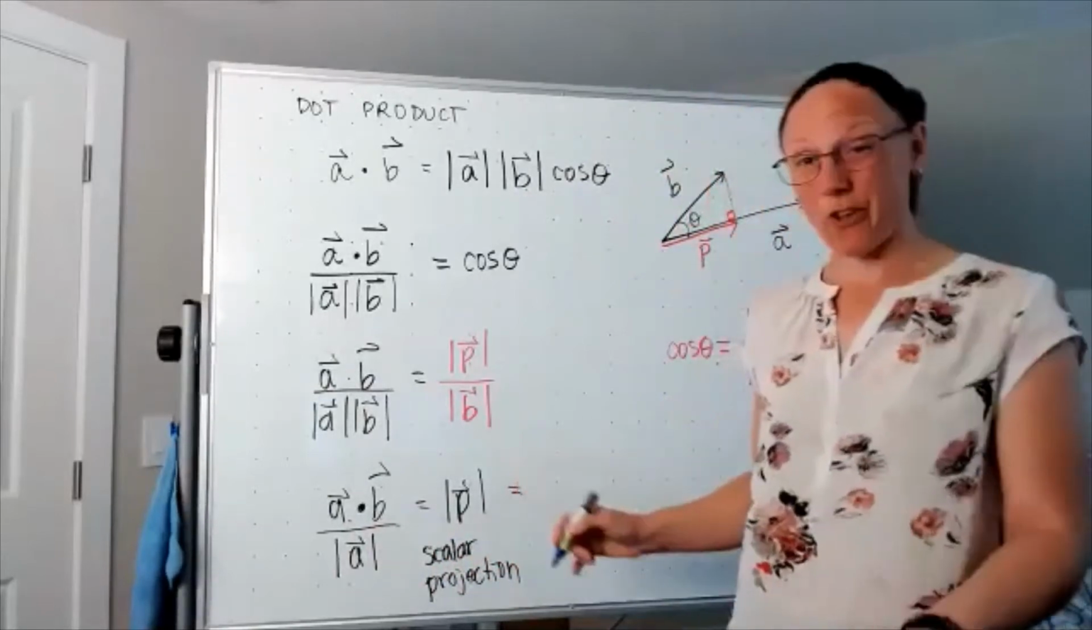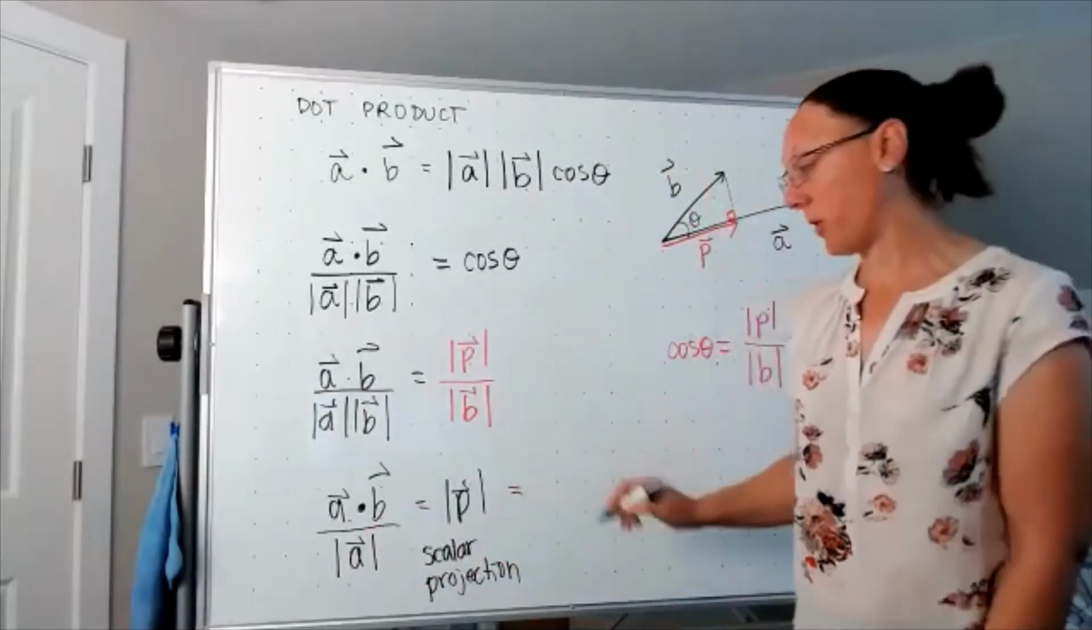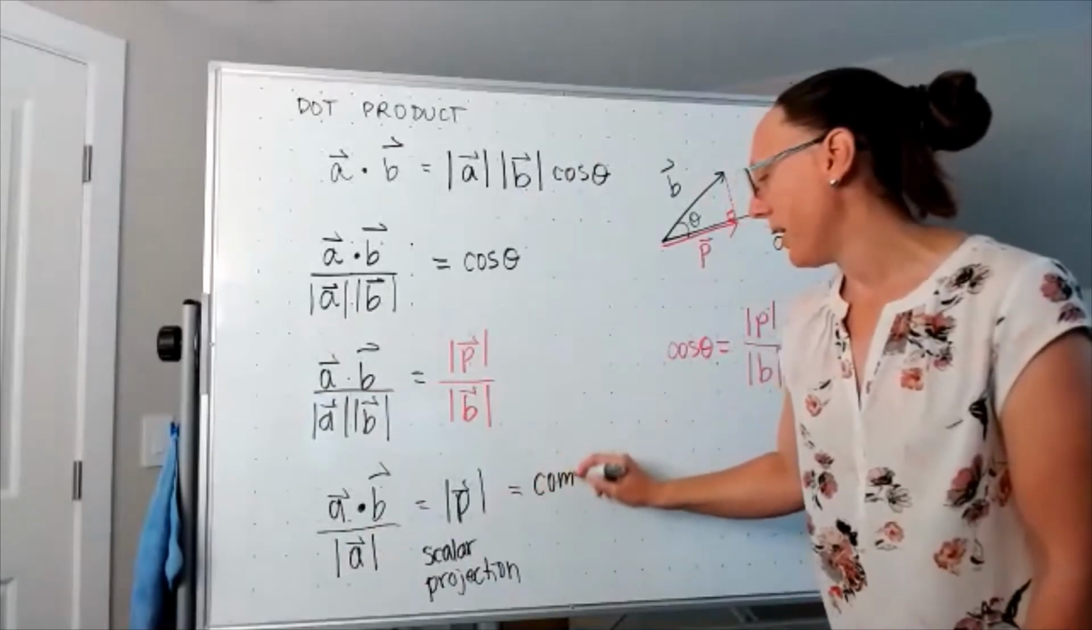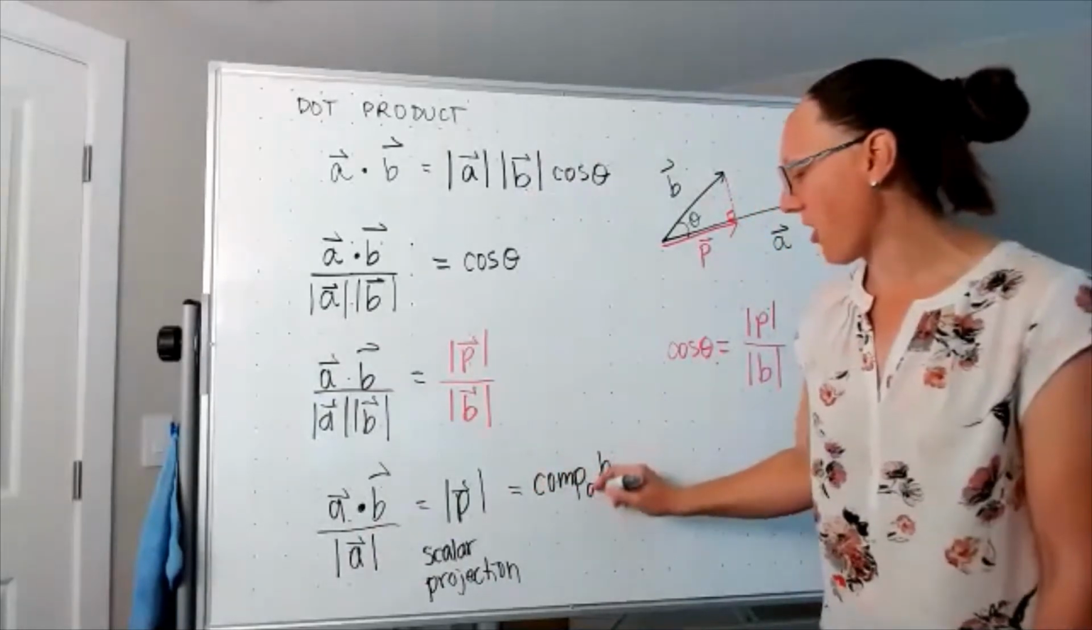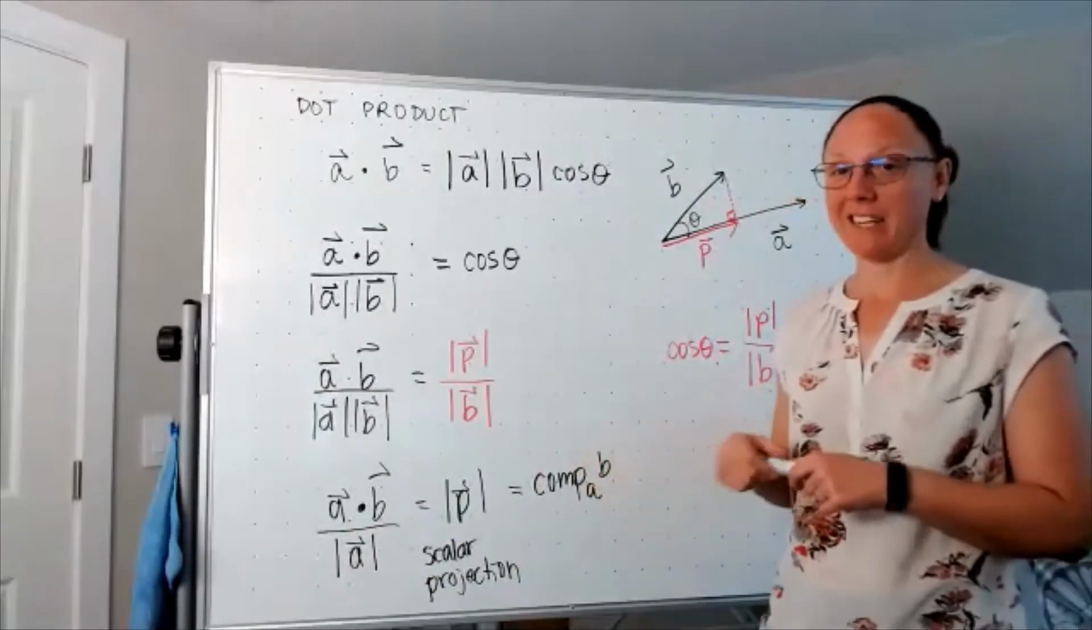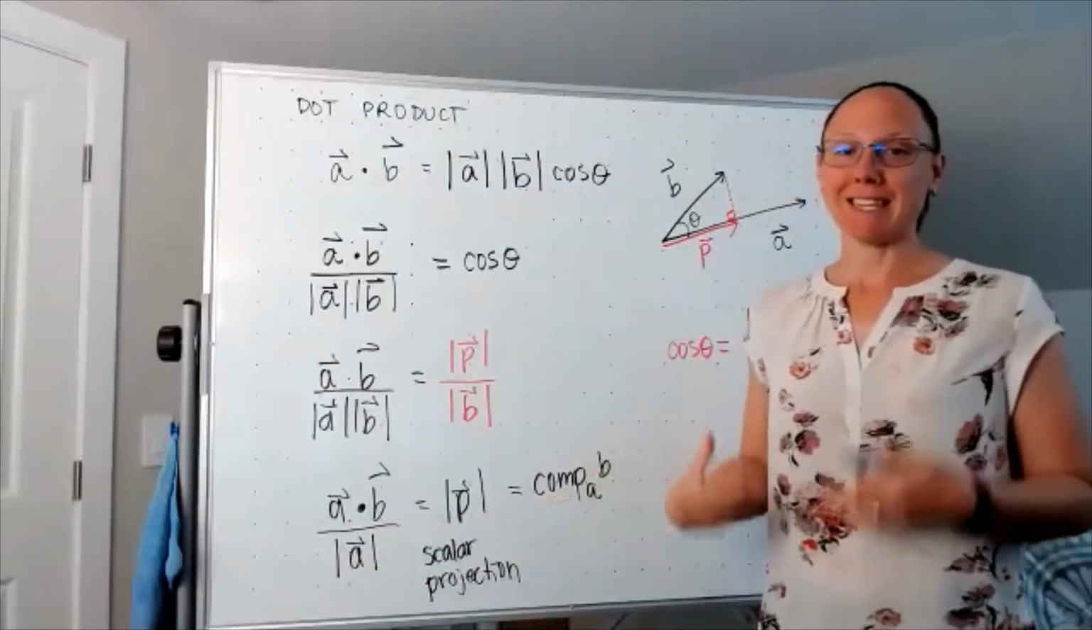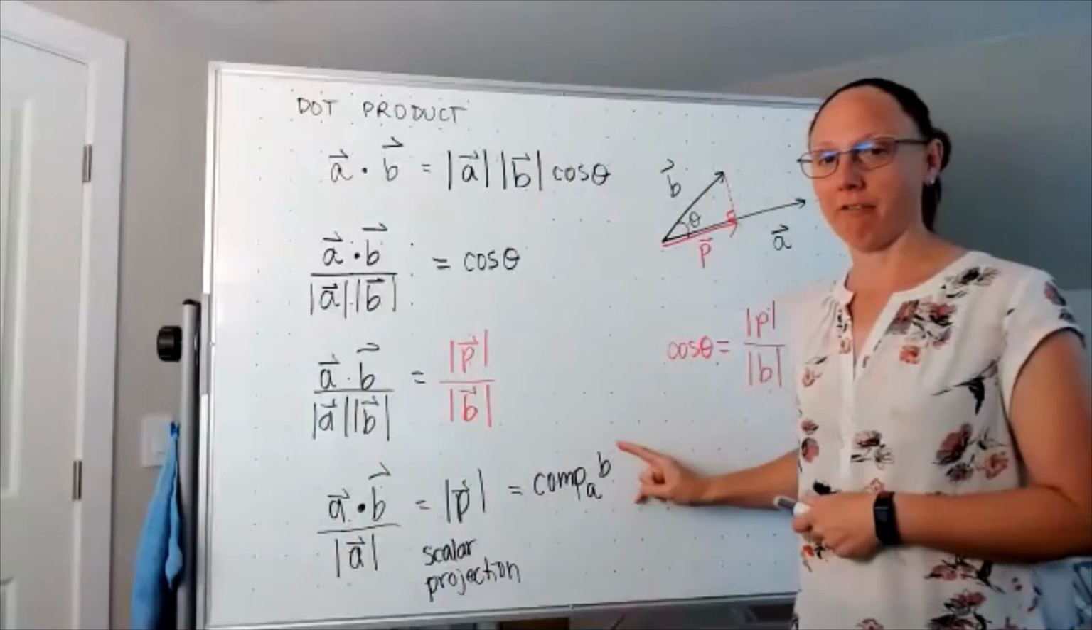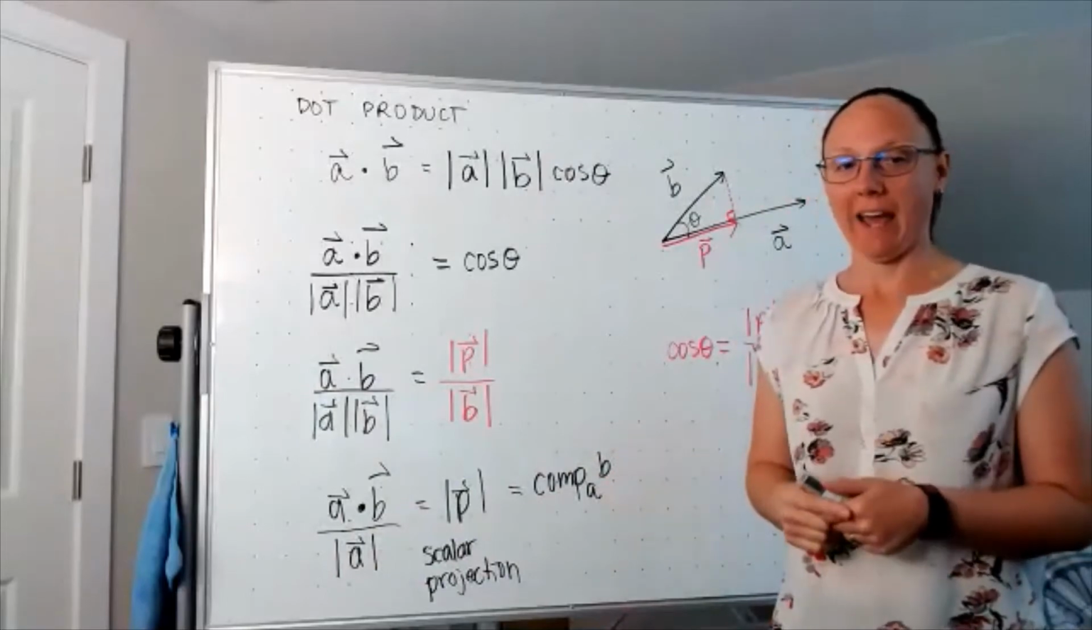And our book gives us another notation for it. The notation that our book gives for it is the comp. It's the comp of B onto A. That's how we read this. This means it's the scalar component of B projected onto A.